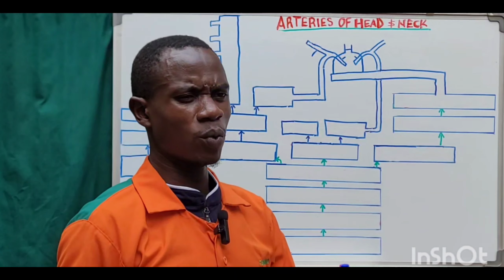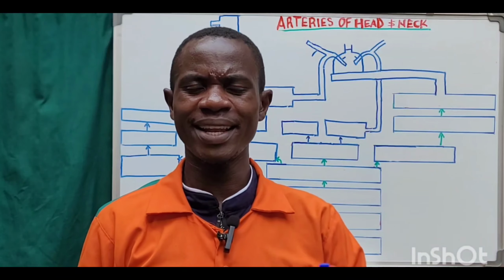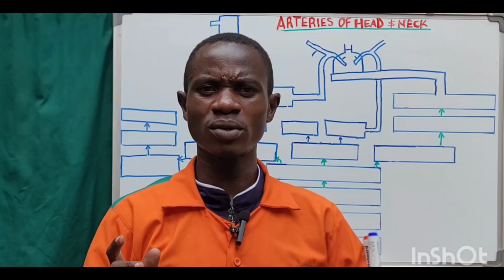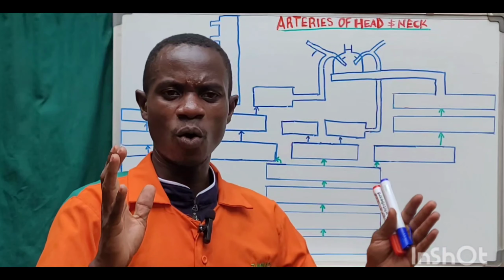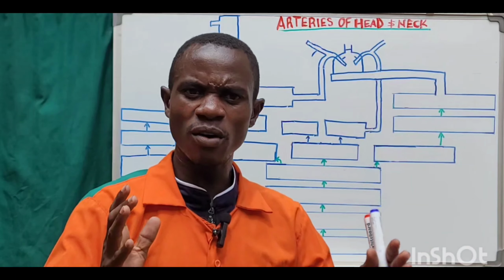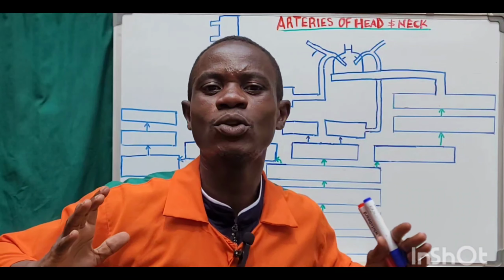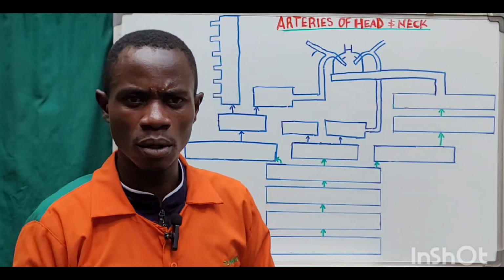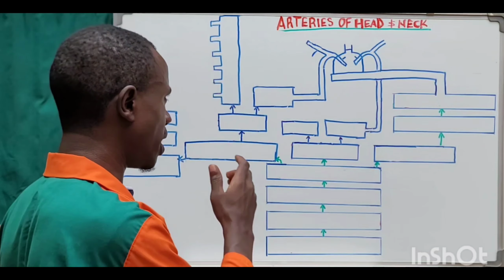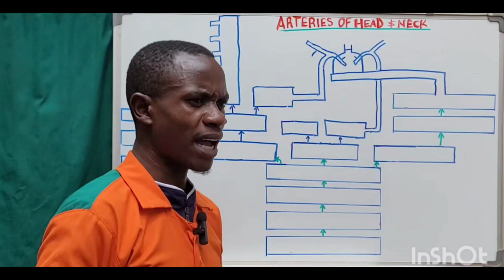So now, when we talk about the arteries of the head and then the neck, what should come into your mind is that you're going to be looking at the supply of oxygen-rich, nutrient-rich blood away from the left side of the heart to the head and then the neck. That is going to be the reason for today's video.